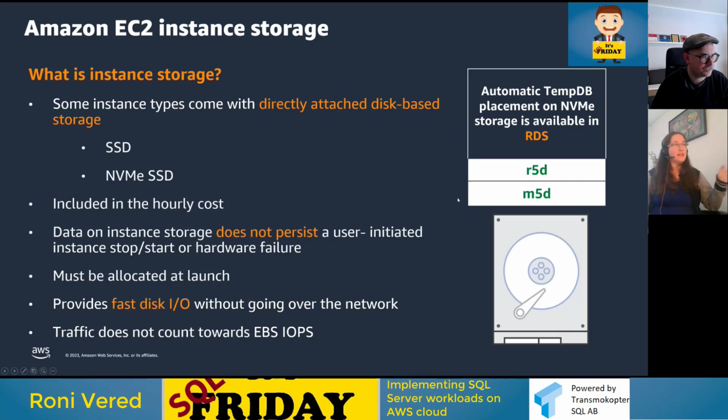So this is clearly excellent for TempDB workloads, for example, or, if we're talking about EC2, buffer pool extension. This is great for this because it is temporary and there is no persistence requirement. For RDS, if you pick these two instance types, you have the ability to have automatic placement of TempDB workloads, that system database, onto that locally attached drive. This is also something that is nice to know.